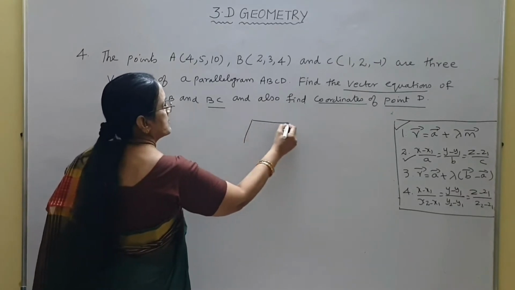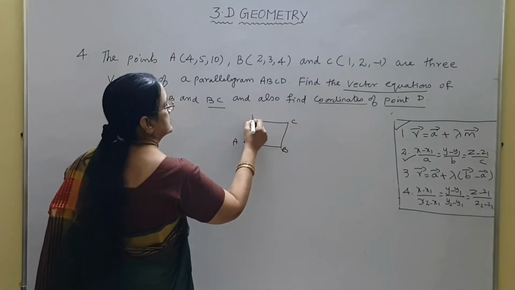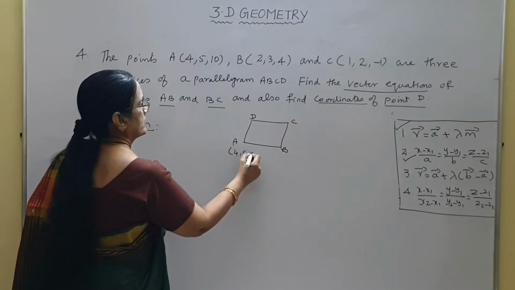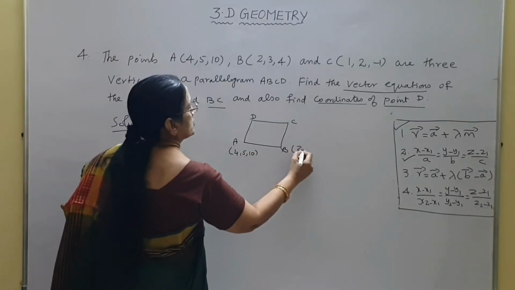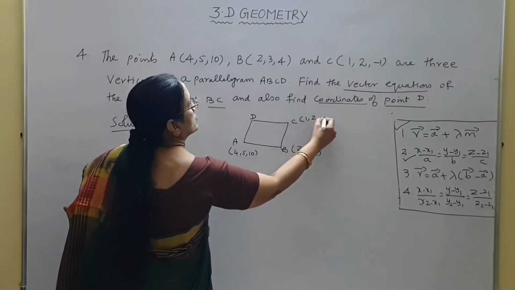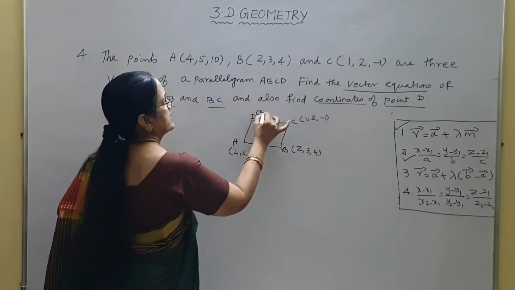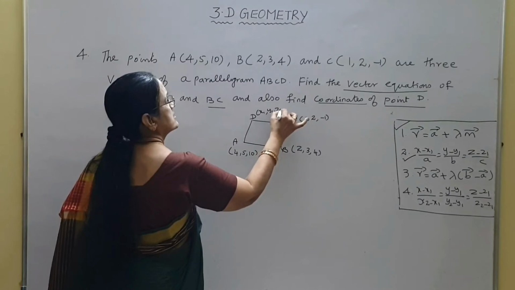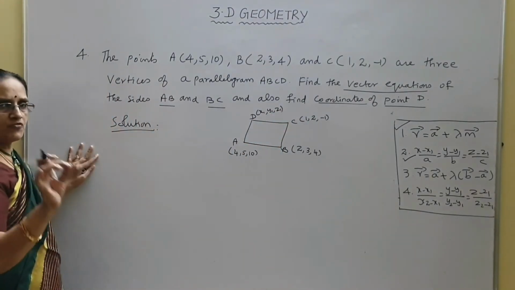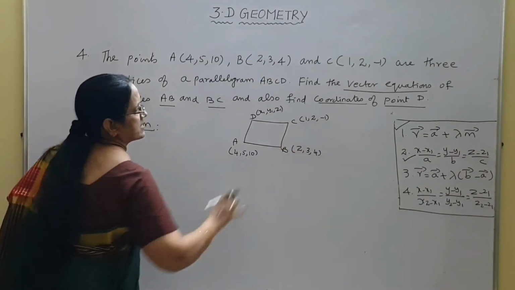Take the parallelogram ABCD. You have been given A as (4, 5, 10), B as (2, 3, 4), and C as (1, 2, -1). D we have to find out. Anyway, let me name it here as (x1, y1, z1). Now our aim is to find the vector equations of the sides AB and BC.